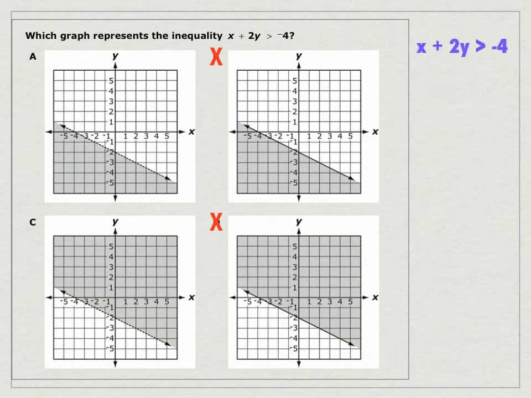Subtract x from both sides, and you get 2y is greater than -x minus 4. When I divide both sides by 2, you have to divide everything on both sides by 2. My 2's are going to cancel out. My inequality sign does not flip because I'm dividing by a positive, and I end up with y is greater than -1/2 x minus 2. When y is greater than, that means I need to be shading above the line on the y-axis, so my correct answer is C.